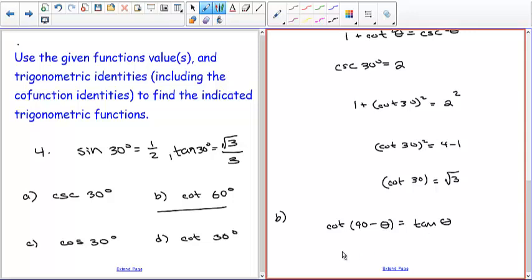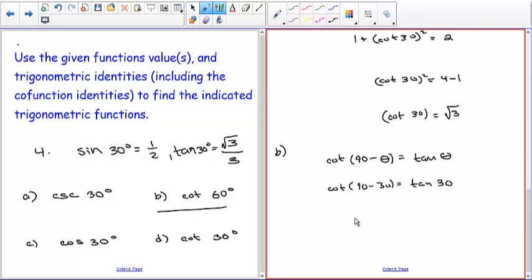So in our case, the cotangent of 90 minus 30 is equal to the tangent of 30. And 90 minus 30 is 60. So the cotangent of 60 is equal to the tangent of 30 degrees. So I know what the tangent of 30 degrees is, so therefore I also know the cotangent of 60 is equal to the square root of 3 over 3. Okay.